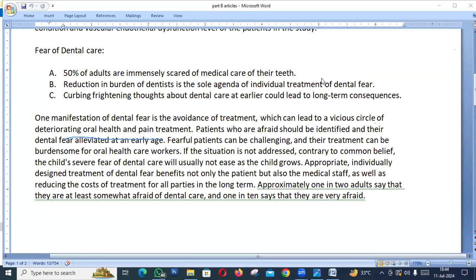I mentioned A because there is a mention here approximately 1 in 2. So it's similar to 50%. If we have 2, 1 in 2, so it's 50%. So approximately 1 in 2 adults means 50%. Okay, so this is correct.